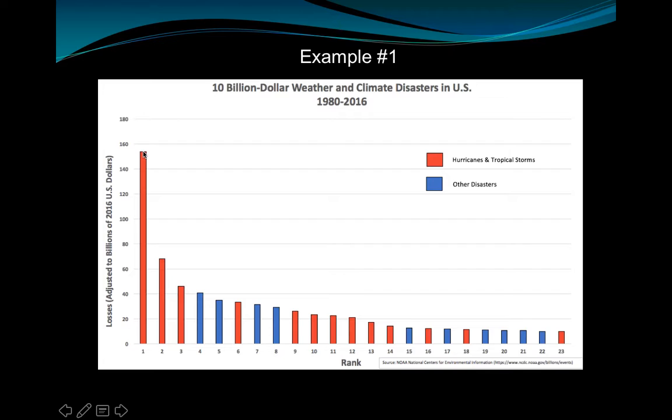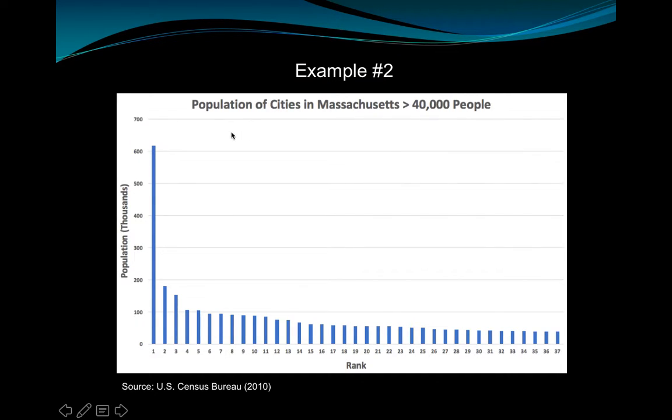We don't just need to look at weather or climate data as well. We can look at sports data. If you look at the leaders in different sports, we'll often see that. Here's an example from population data. So I took the population of cities in Massachusetts from the 2010 Census Bureau, from the 2010 census.